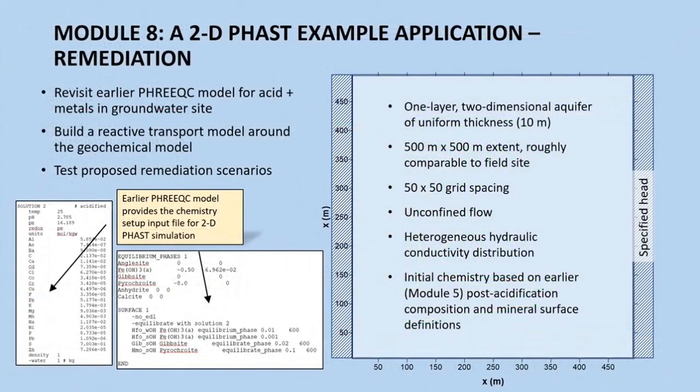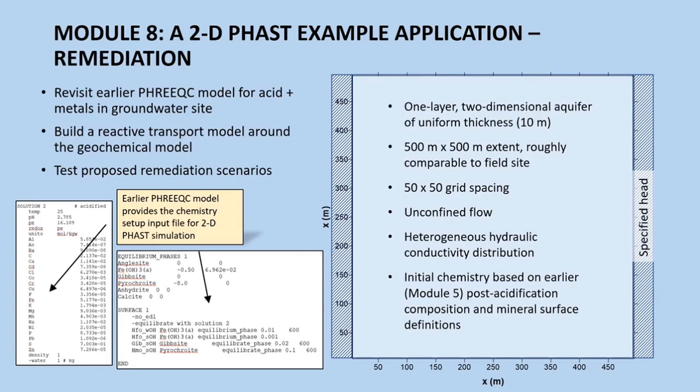Welcome to Module 8. For this lecture, we'll be working with a FAST simulation that differs quite a bit from the demo problem we worked on in the webinar. Here, we'll be working with a two-dimensional aquifer as opposed to a one-dimensional column. The hydraulic conductivity distribution is now heterogeneous. We will be including reactive mineral surfaces in this simulation. The problem is based on our earlier FREAK-C model for elevated metals in acidified groundwater at a former industrial site.